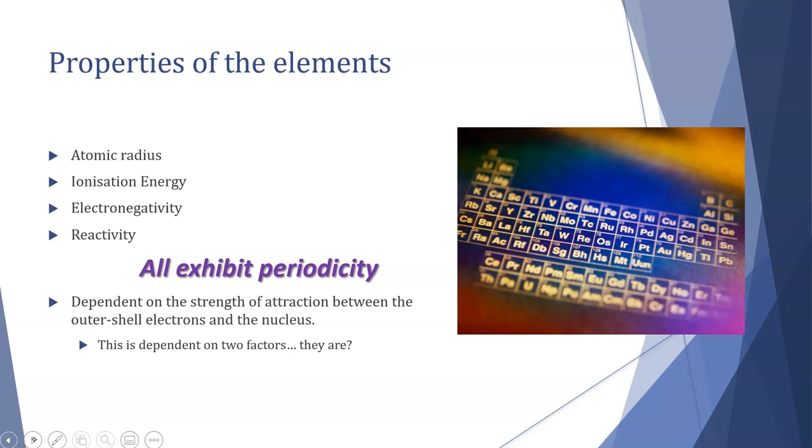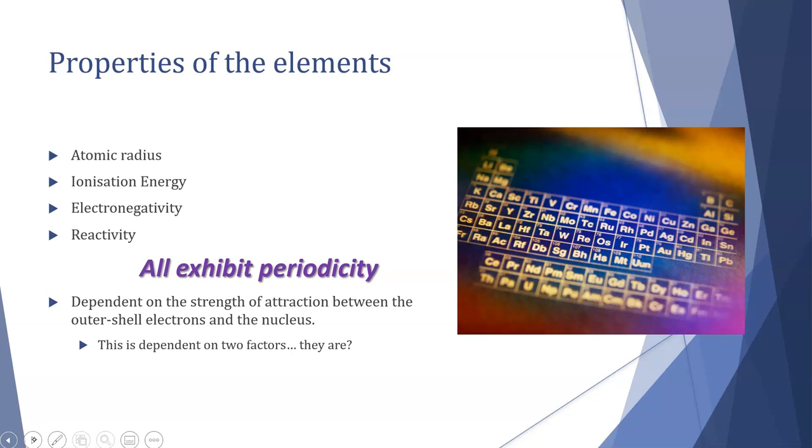So physical properties of the elements that we're going to look at in this video include atomic radius, so the actual radius of the atom itself or the size of the atom, the ionization energy, the electronegativity, and reactivity we'll look in another video. These all exhibit periodicity, that is, that they exhibit that pattern of repeating similar properties that we see as we look at elements as we move through the periodic table.